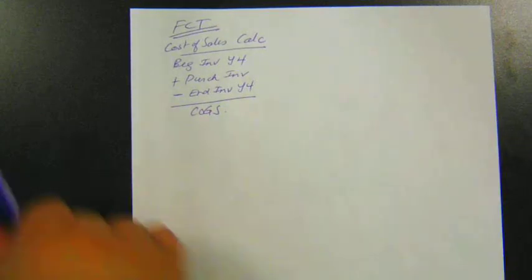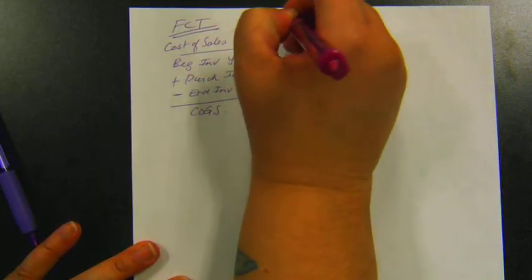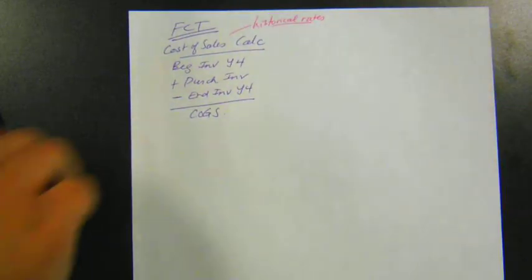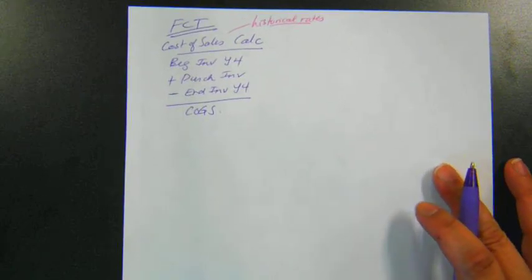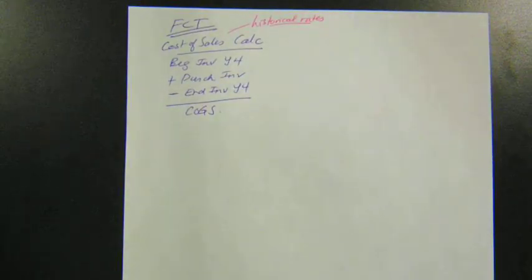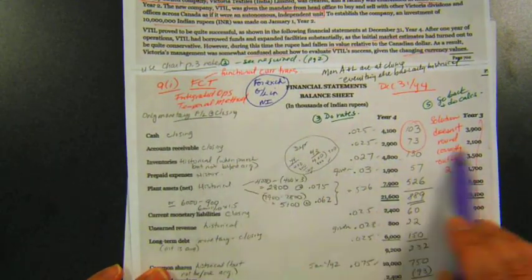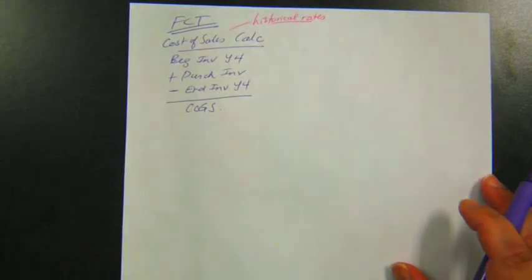So remember, these are all historical rates. So what's our beginning inventory? Where are you going to find that? Well, end of year 3 is beginning of year 4, right? So you look at year 3, ending inventory. Everybody good? So 3,500.